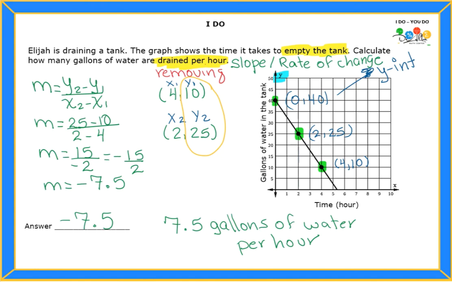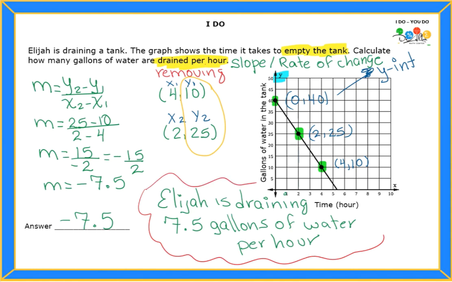We're going to write down the complete sentence, right? So we're going to say that Elijah is draining 7.5 gallons of water per hour. Notice how right now I did not place the negative sign in front of the 7.5. Do you see that? Right here? I didn't because the word draining takes care of the negative sign already. Okay? So be careful with that. If you want to place a negative in the front, it's okay. But since we're saying that he's draining, that takes care of your negative sign. Okay.